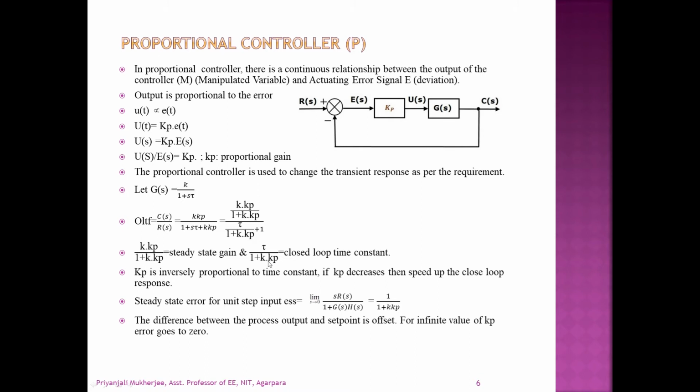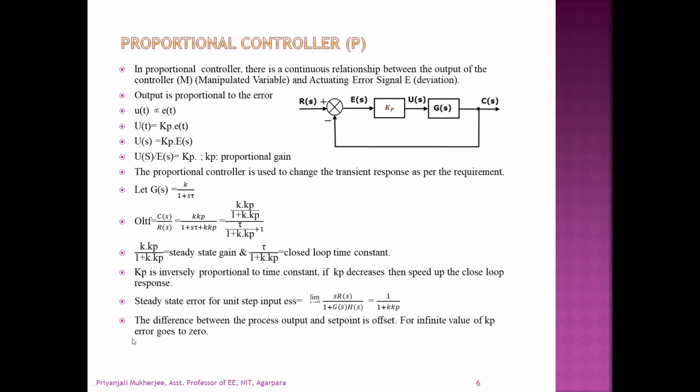So if we increase the value of Kp in this equation, then tau will decrease. That means Kp is inversely related to the time constant, so if Kp increases, then the closed loop response speeds up.